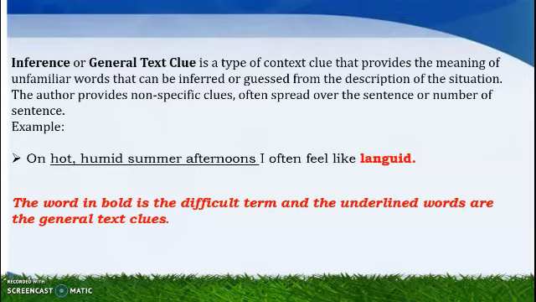The word in bold is the difficult term and the underlined words are the general text clue. What do you mean by the word languid? Is it hot, humid summer afternoons? No. The word languid means you feel weak because of this clue. Hot, humid summer afternoon. It is your feeling, the feeling of being weak.